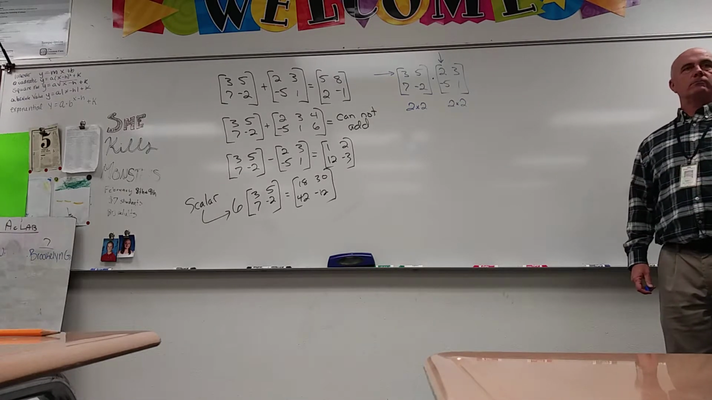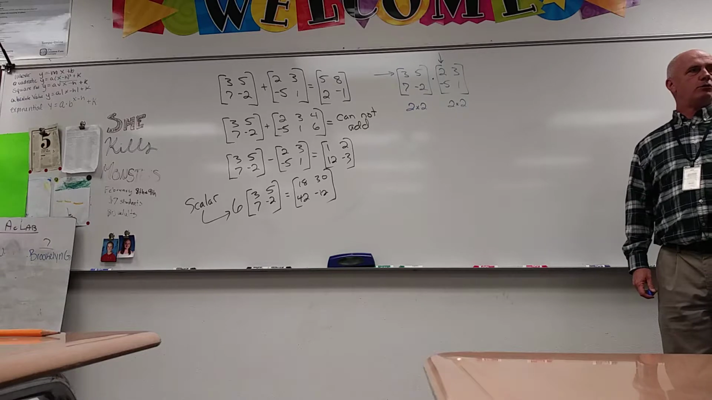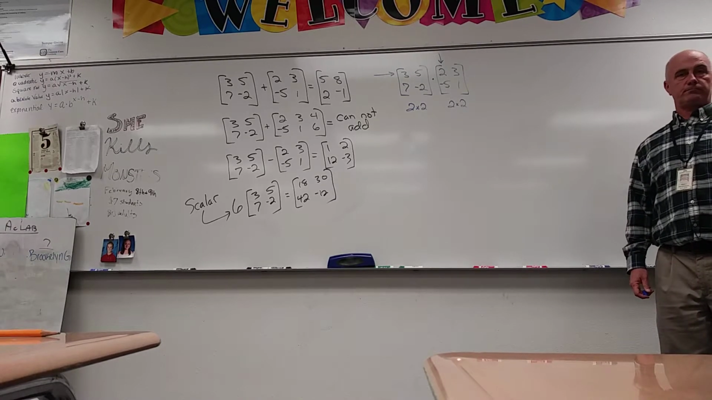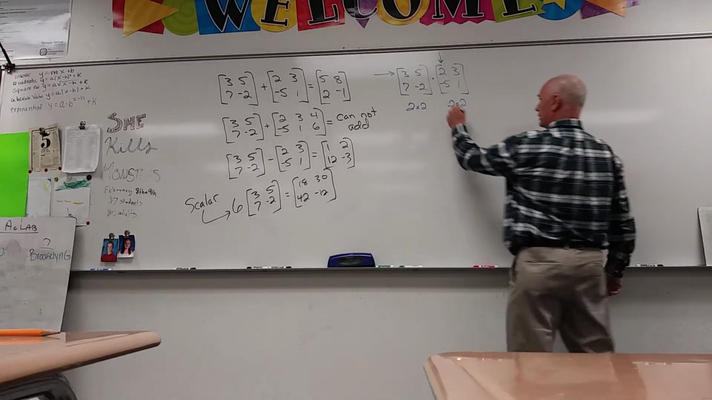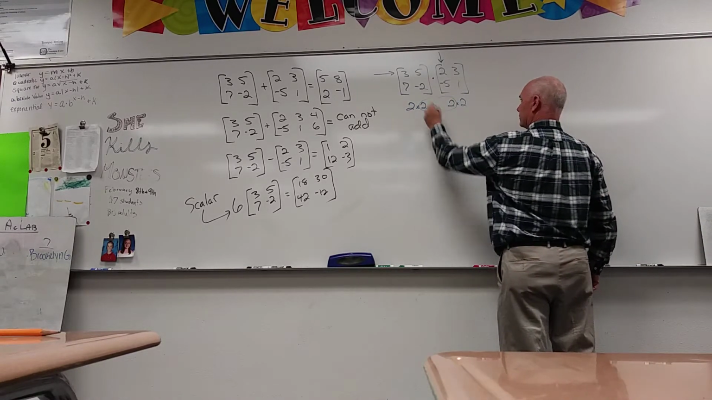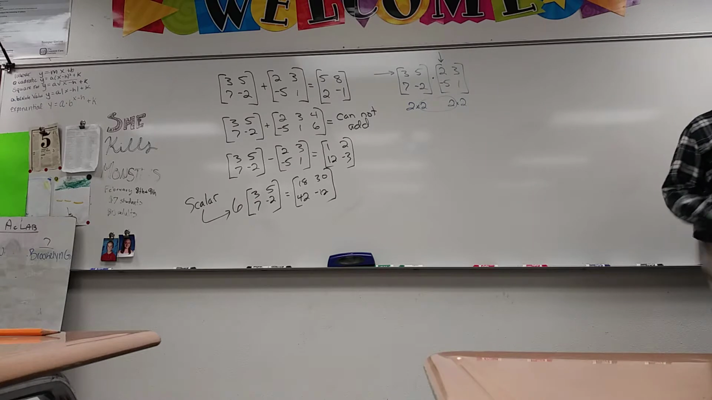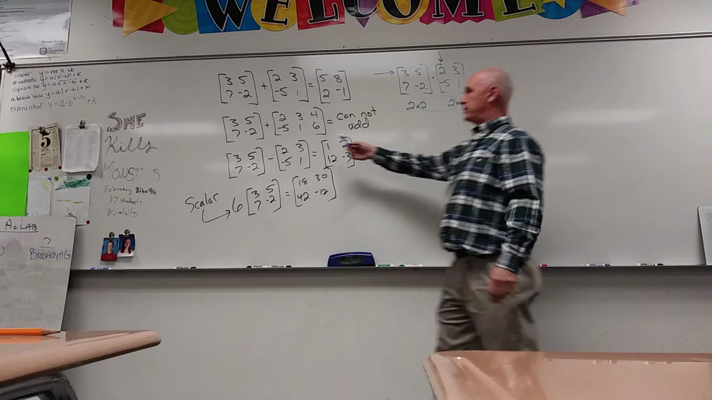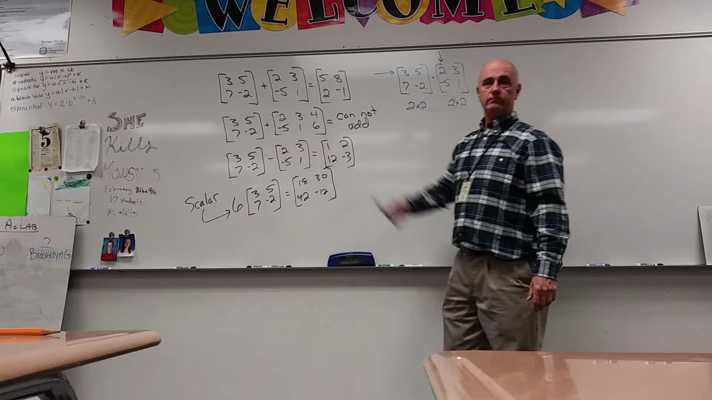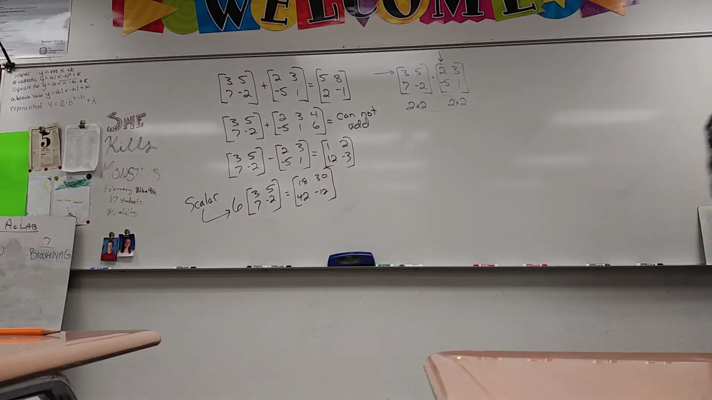Okay? Now, we are allowed to multiply matrices if and only if these two middle numbers are the same. If those two middle numbers are not the same, then we can't multiply them. The same way that if the dimensions are not the same, we can't add them. So again, it would not be a no solution, it would just be a cannot multiply.